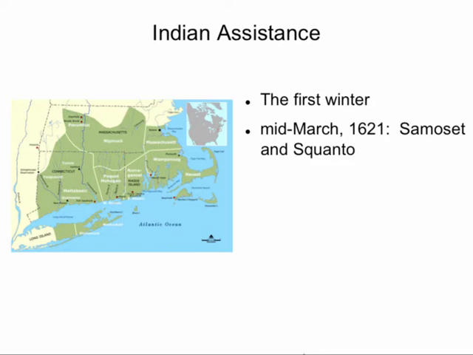But Samoset very quickly went back into the forest, and a while later he came back with another Indian named Squanto. And Squanto, to the settlers' amazement, began speaking to them in very good English. And they were absolutely baffled as to how this could be possible. Well, you may have guessed by now, Squanto was one of those Indians who had been kidnapped by Captain Thomas Hunt in 1614 and taken to Spain as a slave.